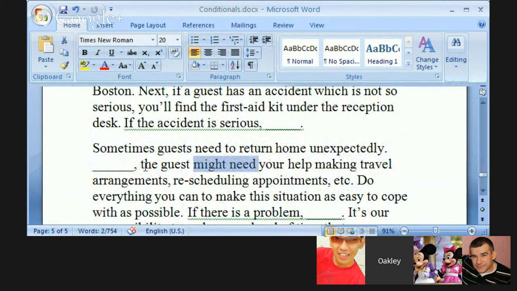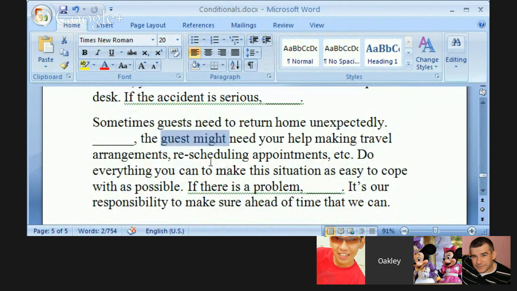If this, okay, we've got a modal here. If this happens, the guest might need your help making travel arrangements. This is a first conditional, but we have might. This is okay to do. This is all right. It's still a real conditional because it's a likely thing that could happen.